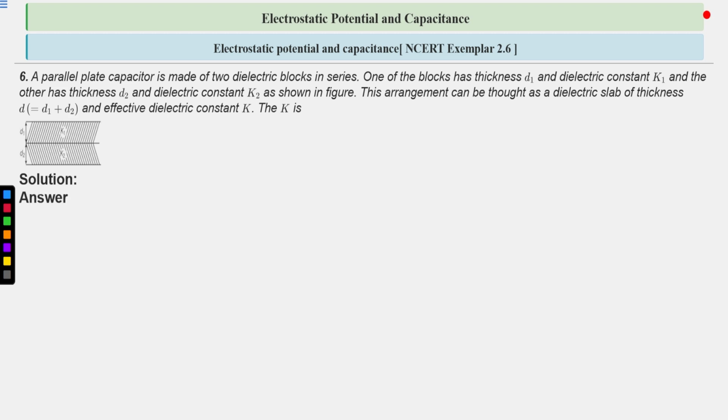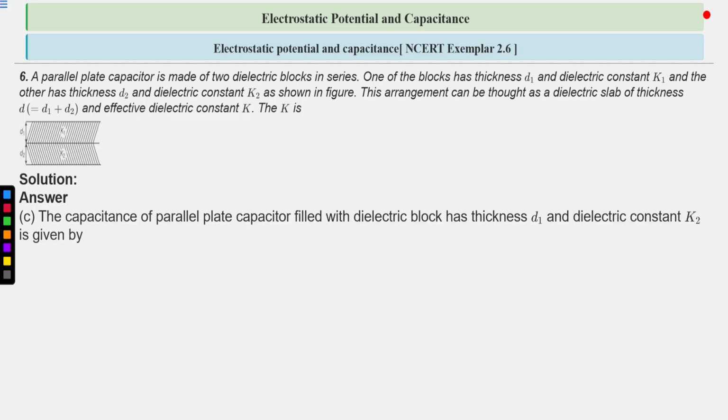So let's find the capacitance of the two capacitors. The capacitance of a parallel plate capacitor filled with a dielectric block of thickness D1 and dielectric constant K1 is given by C1 equal to K1 epsilon naught A upon D1. So for this first dielectric, K1, and this thickness D1.